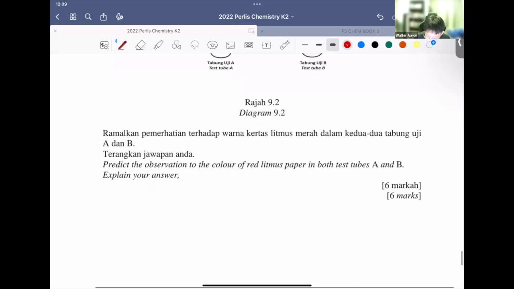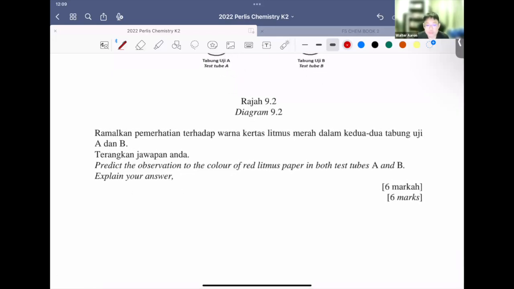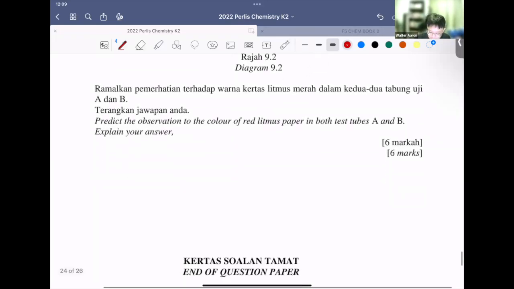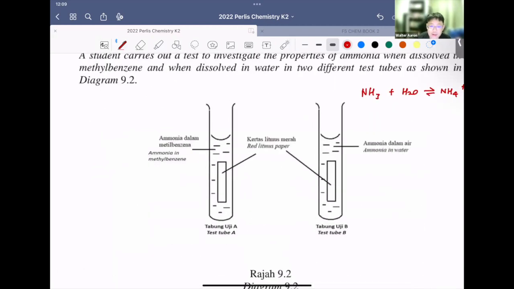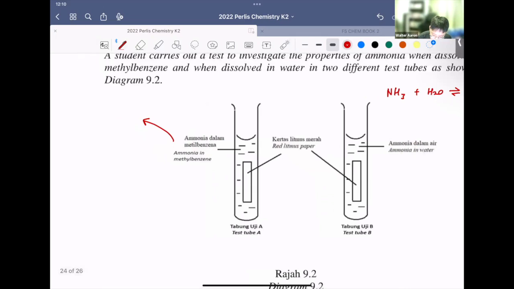So it says here, predict your observation of the colour of litmus paper in both test tube A and B, explain your answer. So we'll just say that in test tube A, I'm just going to write in point form for you so you can understand easily. If I write everything in essay form, then you'll be very confused. So in this case, you can put here the first point: no hydroxide ions are produced. No OH minus ions are produced.